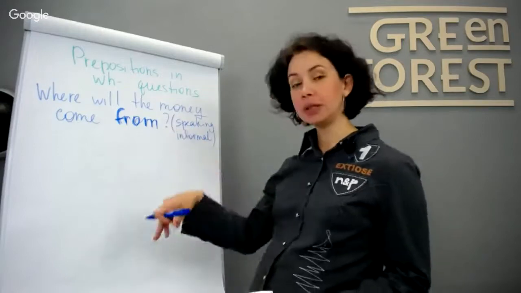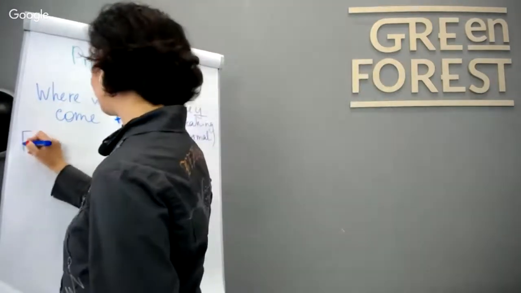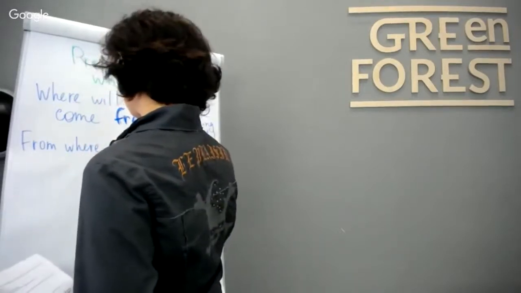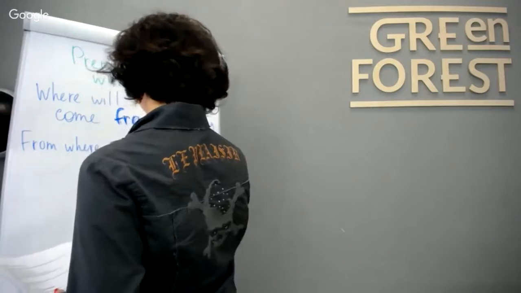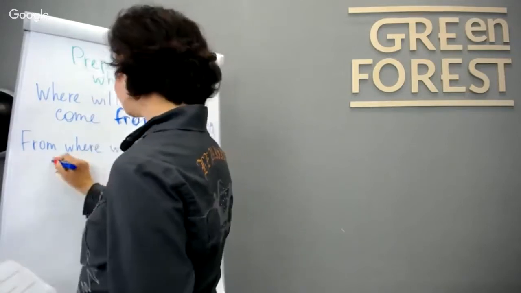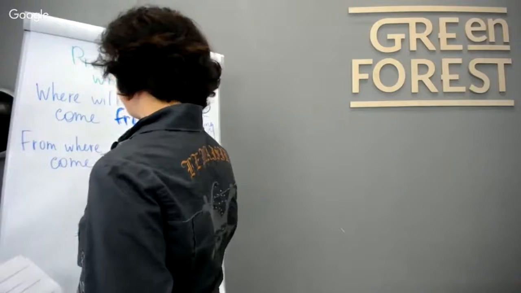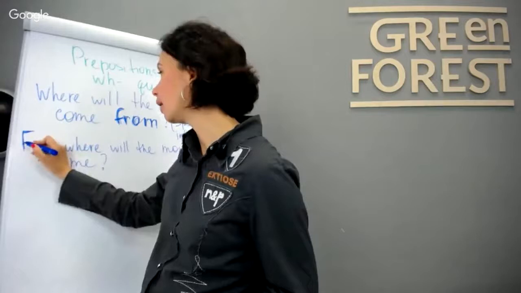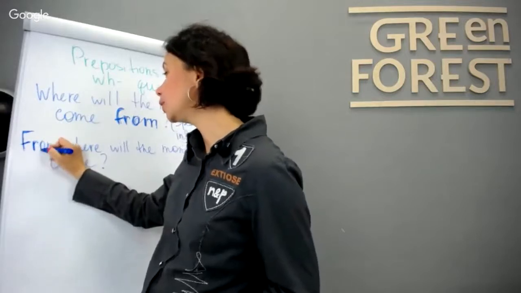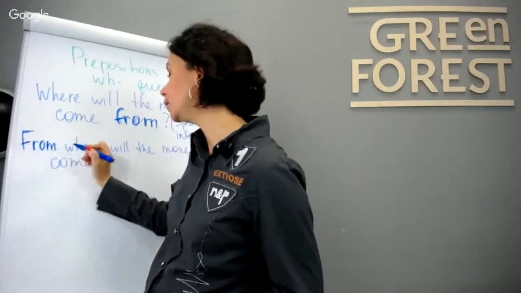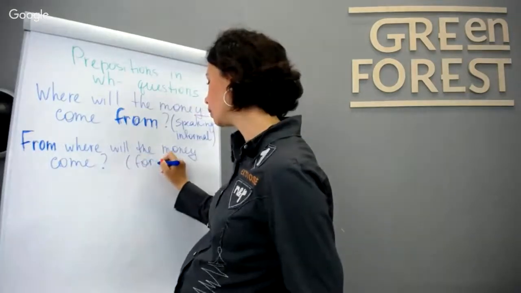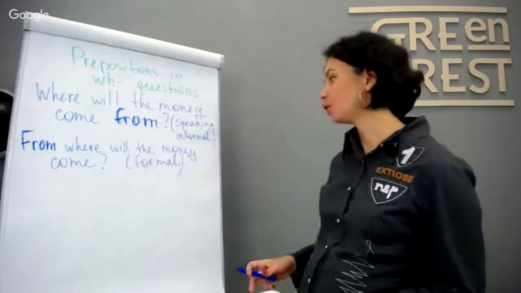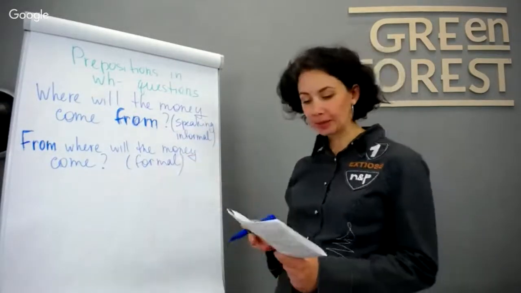I will write the same question, but with the preposition at the beginning. From where will the money come? Sorry, without "from." From where will the money come? So it's possible to use the preposition at the beginning, but you sound very formal. And if you don't want to be very formal, it's better if you use the preposition at the end.